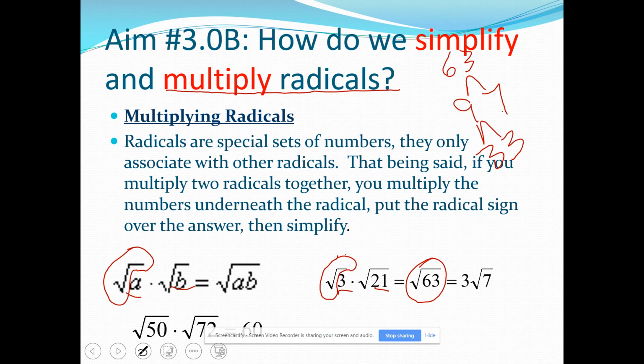So remember, if this is a square root, we need pairs. I have a pair of 3's. That's coming on the outside. And the 7 doesn't have a partner, so it gets to stay home.